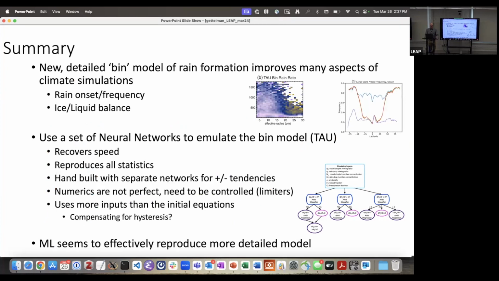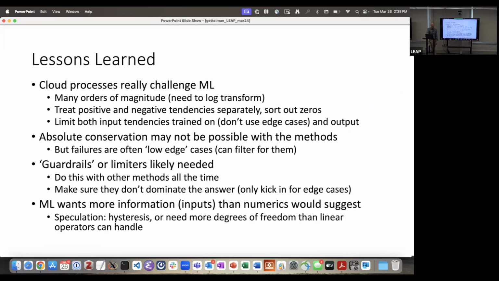So the summary of this bit is that a new, more detailed bin model of rain formation improves many aspects of the climate simulations, particularly the rain onset and frequency. I haven't shown this, but the liquid and ice balance is also slightly improved, particularly at high latitudes. We've used a set of neural networks to emulate this. We can recover the speed and reproduce the statistics. Now, this was hand-built with separate networks. The numerics are not exactly perfect. What was interesting is we're using more inputs than the initial equations. We may be compensating for some hysteresis in the system, but we are able to reproduce this effectively with a more detailed model.